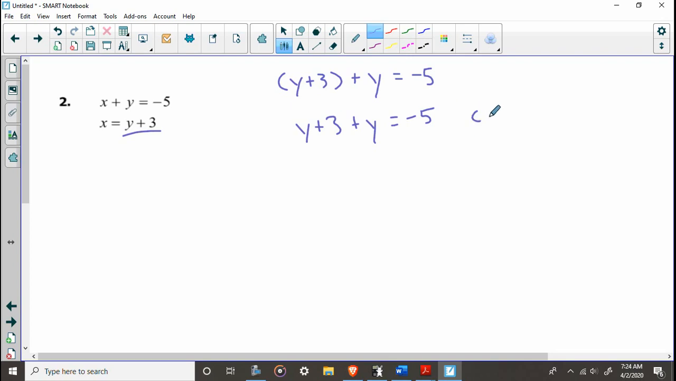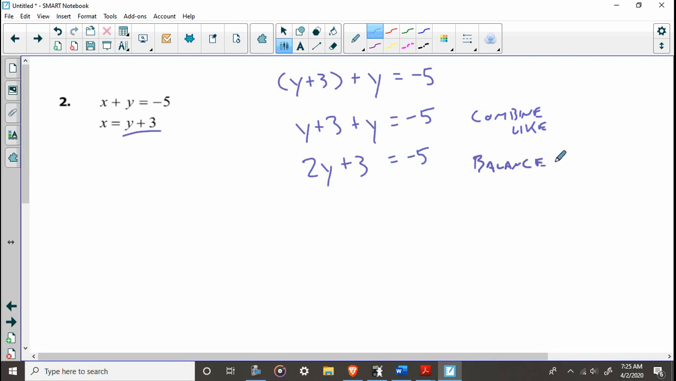So what are we going to do? Combine like terms. I have a y and another y. How many y's do I have? 2 y's. Now let's start balancing. There's nothing to simplify and nothing to combine, so let's balance.